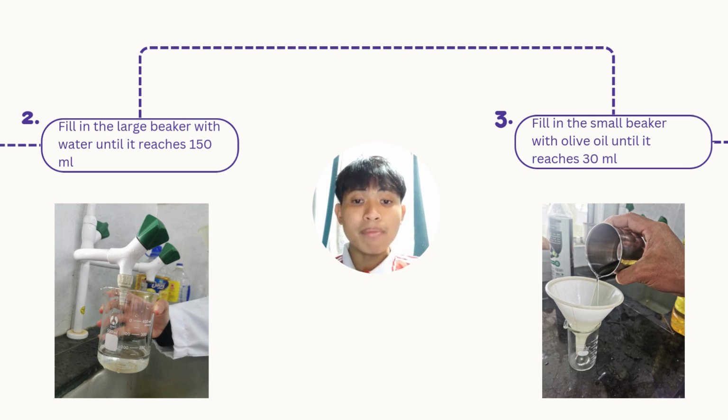After we measure the mass of the empty large and small beakers, we will fill the large beaker with water until it reaches 150 milliliters. The next step will be to fill the small beaker with olive oil until it reaches 30 ml.